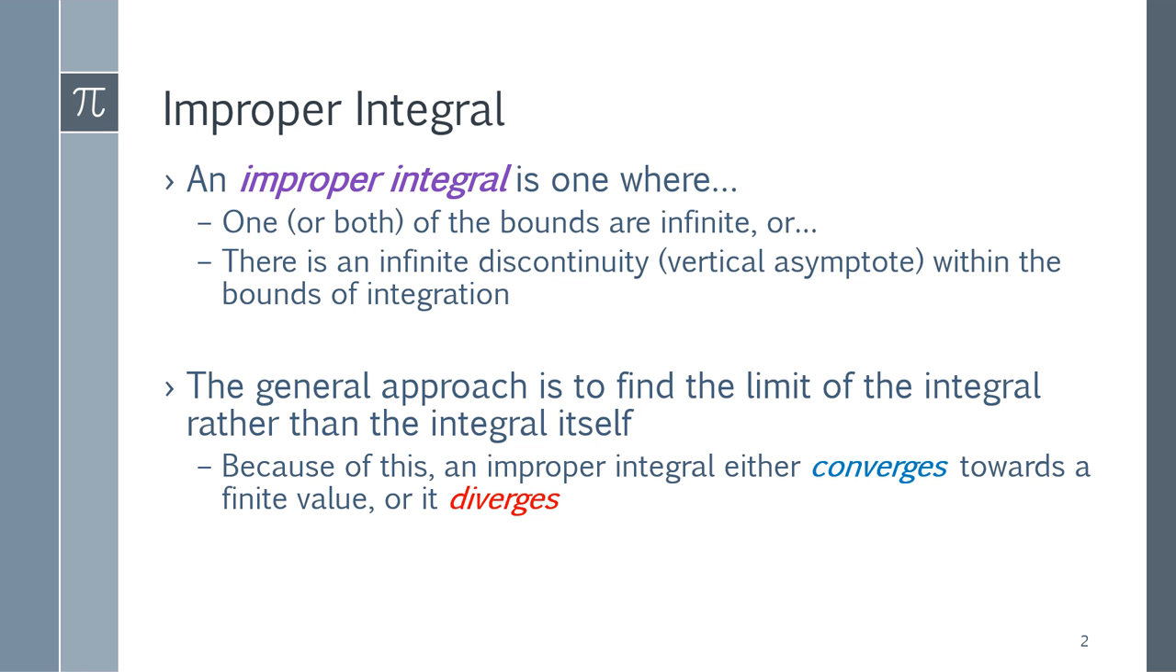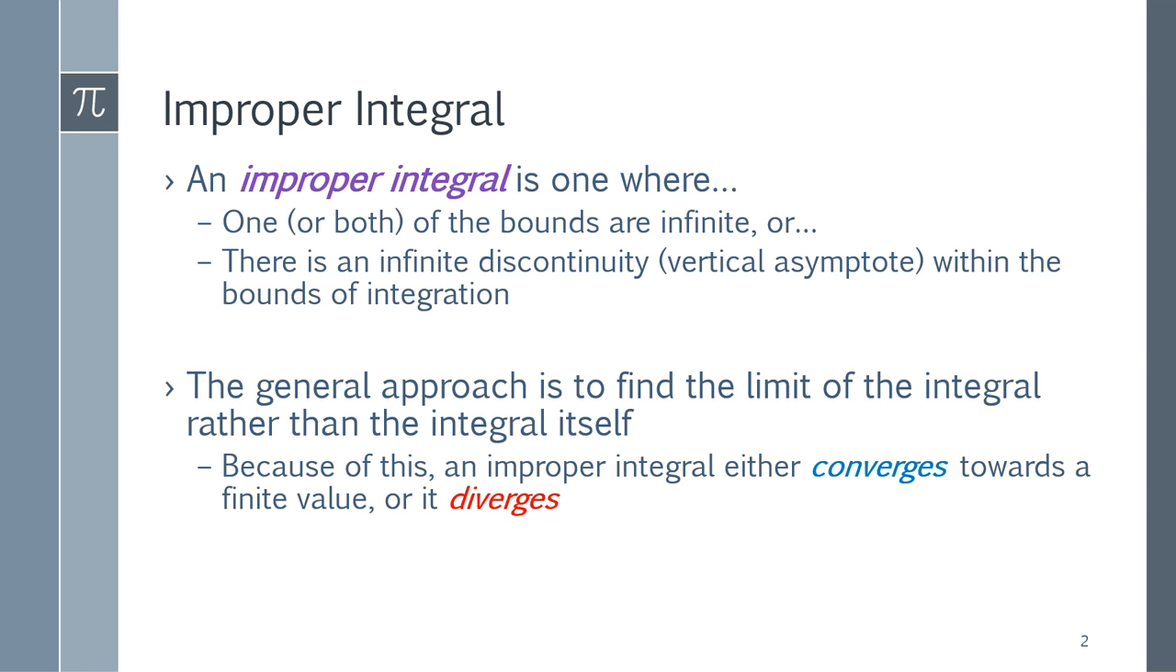Our general approach to finding these is that we're going to take it from being a definite integral and make it a limit of an integral, which is already a limit. So since we're doing a limit of a limit here, we're not going to be talking about how the improper integral equals a value exactly, but because it's a limit and it approaches it, we're going to use the words converge and diverge. So an improper integral, if it exists, will converge towards a finite value, or it's going to diverge, meaning it's infinite.